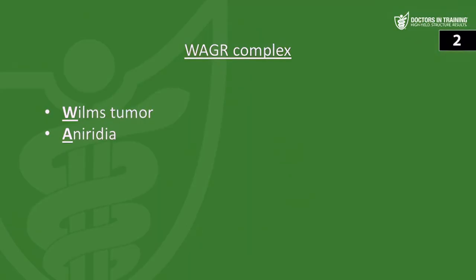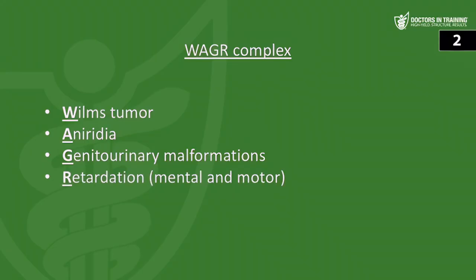A is for aniridia, where the iris is congenitally absent. G is for genitourinary malformations. And then R is for retardation, mental and motor retardation, or intellectual disability is what we call it now. All right, that brings us to the end of the warm-up. Let's get to that lecture.